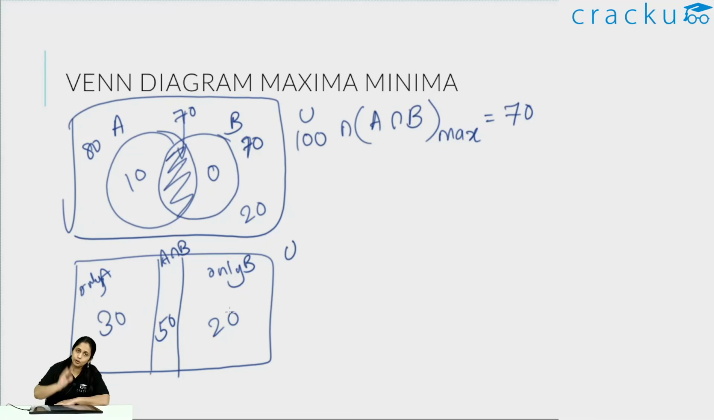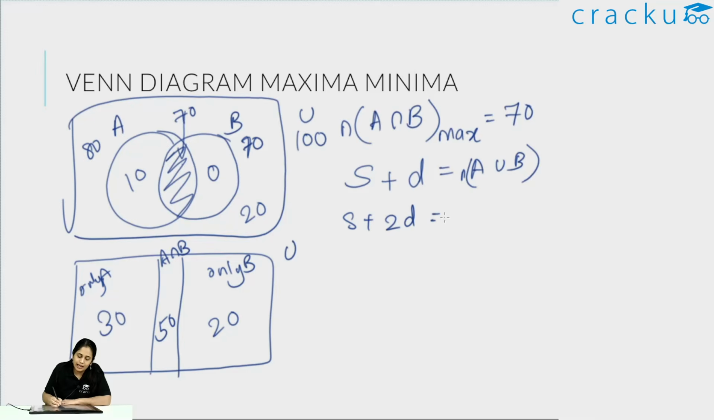If I think numerically of this, I can say that S be the number of elements that are part of only one set, D be the number of elements that are part of two sets, that is the overlap. So S plus D is equal to what? S plus D is equal to the number of elements of A union B. What is S plus 2D? S plus 2D is basically if I add the number of elements in A plus the number of elements in B, I get S plus 2D. This is n of A plus n of B.